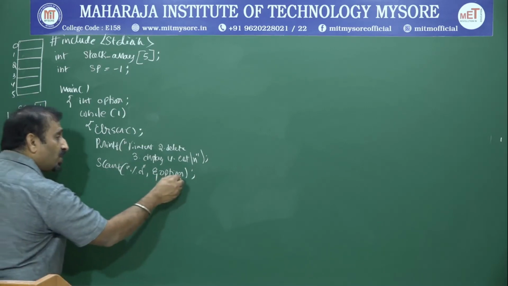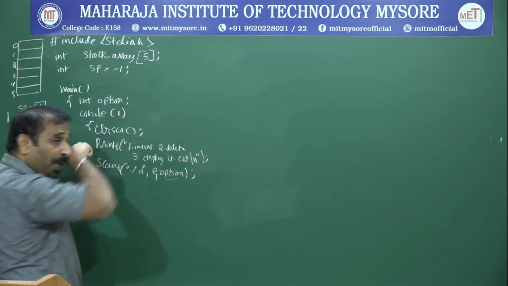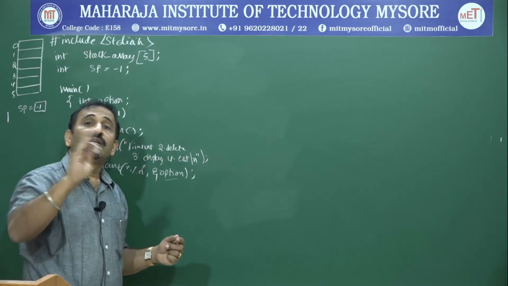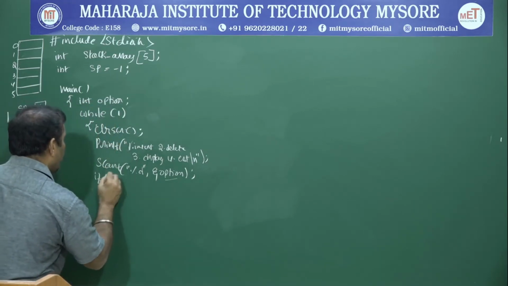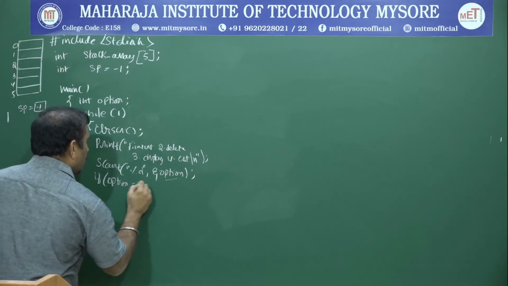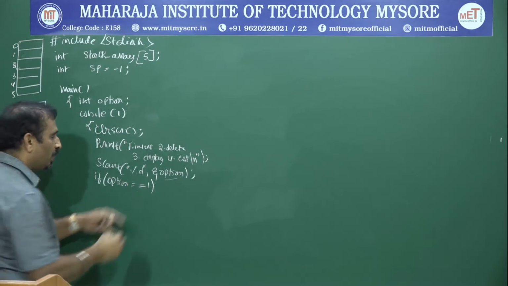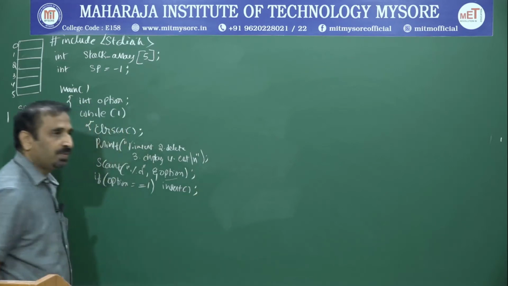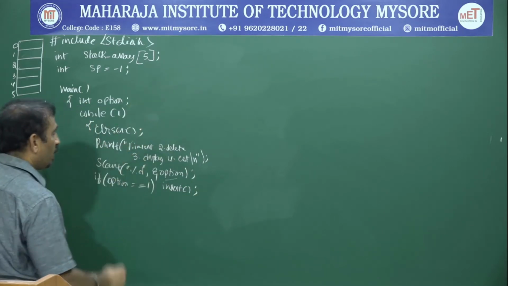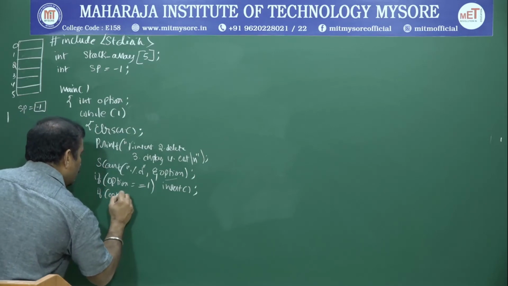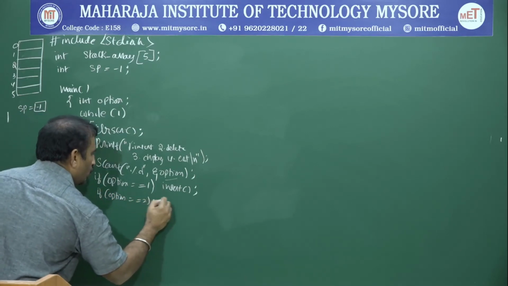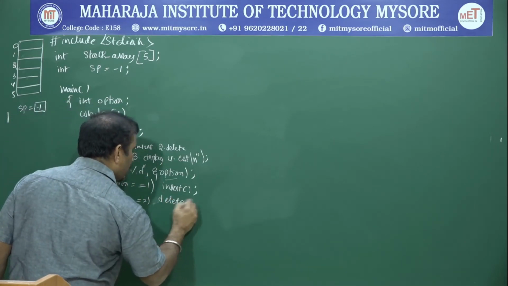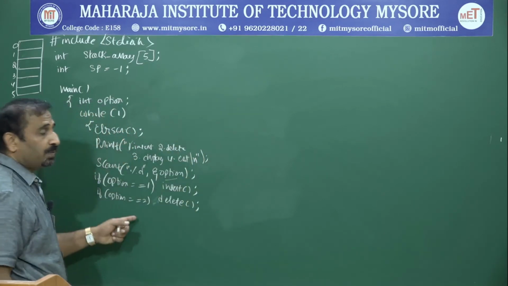Okay. Now, based on this option value, I will be branching into the insertion operation or deletion operation or display operation, something like this. So, therefore, if option equals 1, what is that? I am supposed to do insertion. So, therefore, I am calling a function called insert. I am writing it here on the board. Insert. If option equals 2, I am calling a function called delete here.